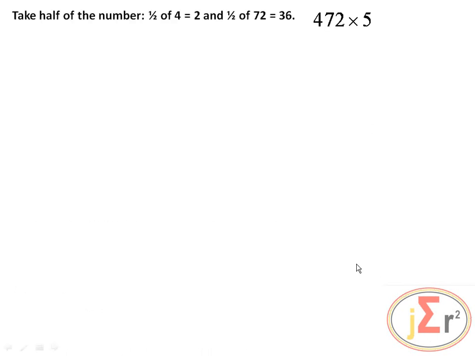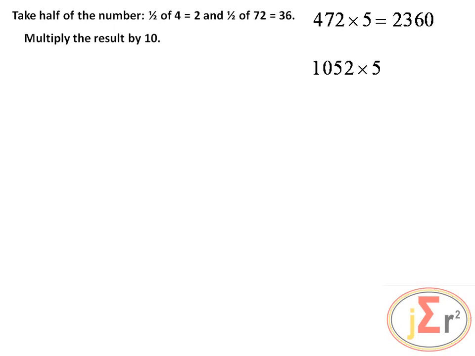Here we have another one. Take half of the number, which is 472. A half of 4 is 2, and a half of 72 is 36. And all we need to do is multiply by 10 or increase by 1 place of decimal, and that is the answer. So it is as easy as that if we are multiplying by 5.